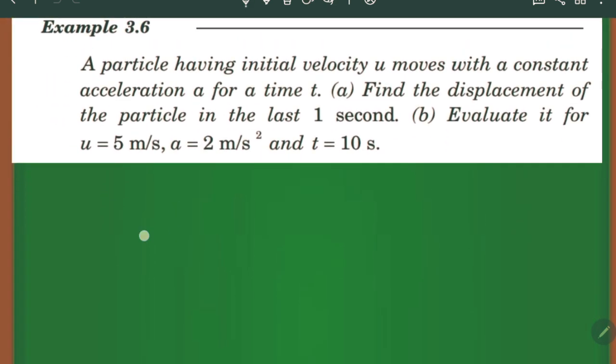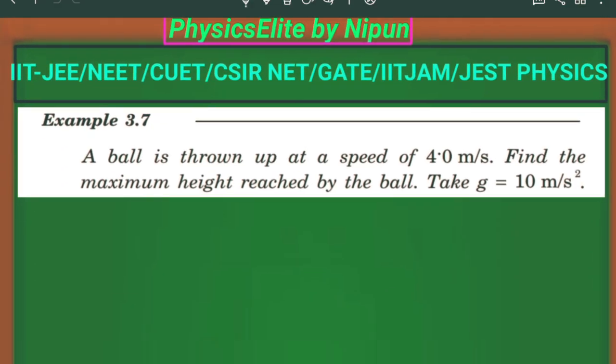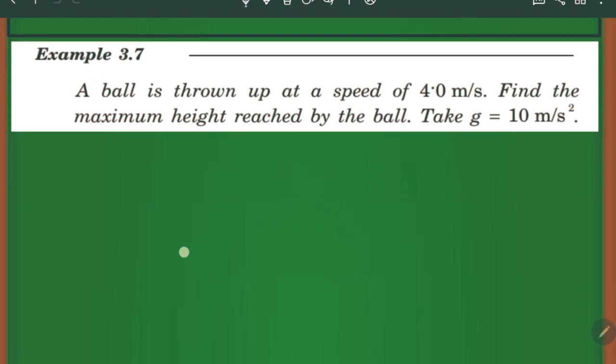Now next I proceed to the next question. Right. This question we have already done by mistake. The last question of our solved example of SCB, from 1D motion in a straight line. A ball is thrown up at a speed of, I should draw the diagram. A ball is thrown up with the speed of 4 meter per second. Find the maximum height reached by the body.